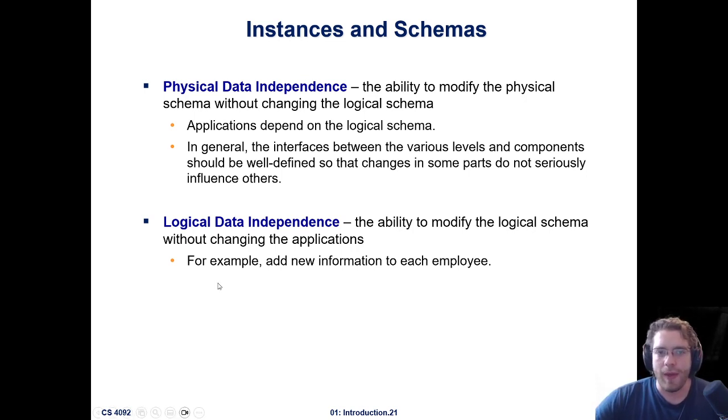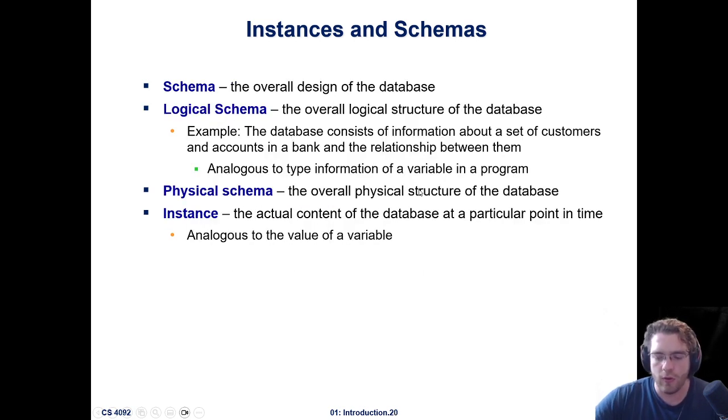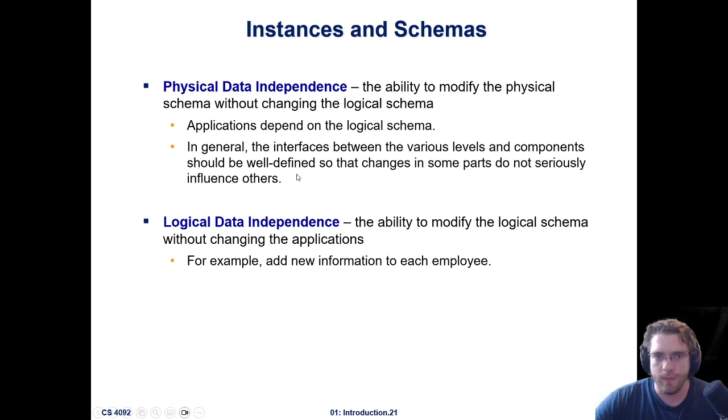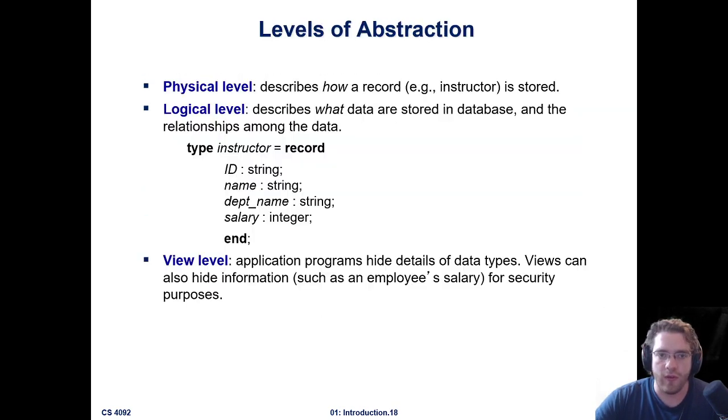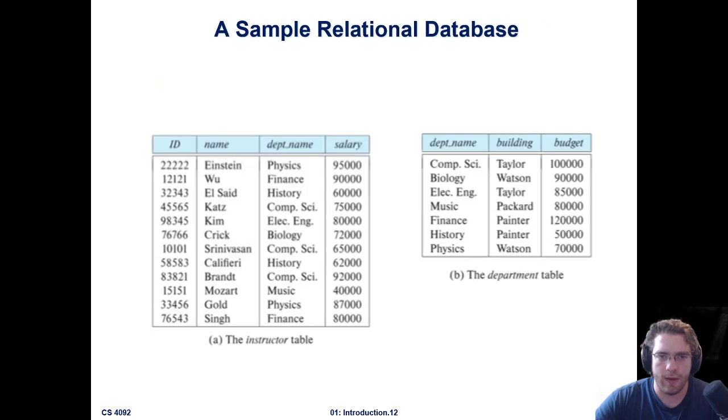So there are a few independencies that we want to look at as well. The first is the ability to modify the physical schema, which is what the structure is, without changing the logical schema. These are the interfaces between various levels of components, and we want them to be well defined so that if we want to modify something, it doesn't influence everything else. For instance, if I wanted to remove a salary here, I want to make sure that my physical schema doesn't get completely thrown out the window, right? And we'll be okay here because ID is related to department. So that's the only way we have it, and I can go right ahead and modify the physical structure there.